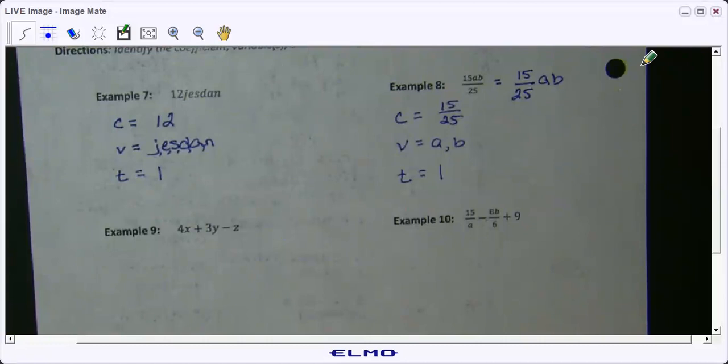And does anyone want to explain to me the 9? It doesn't have a variable, so it's not a coefficient, it's a constant, so we wouldn't write that. Good job.